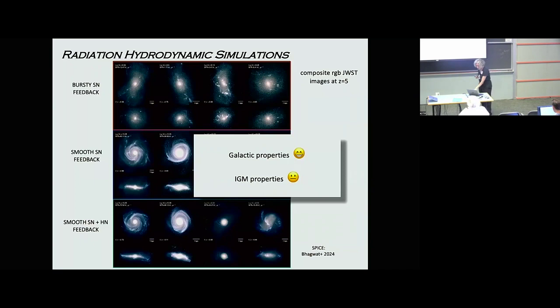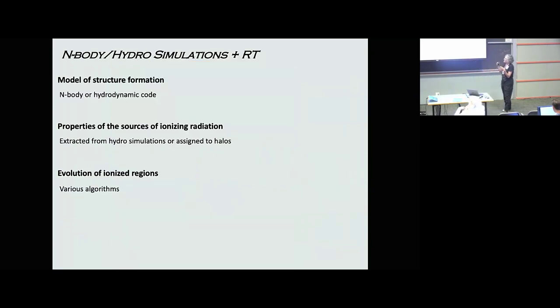So for this sort of studies, probably having the radiative transfer done in post-process rather than self-consistently with the simulation is more appropriate. So there is this second category in which the model of structure formation is taken from either N-body or hydrodynamic simulation. And the properties of the sources of ionizing radiation are extracted either directly from the hydrodynamic simulation or are assigned to the halos of the N-body through some prescription, in which the evolution of the ionized region is followed in post-process with your code of choice.